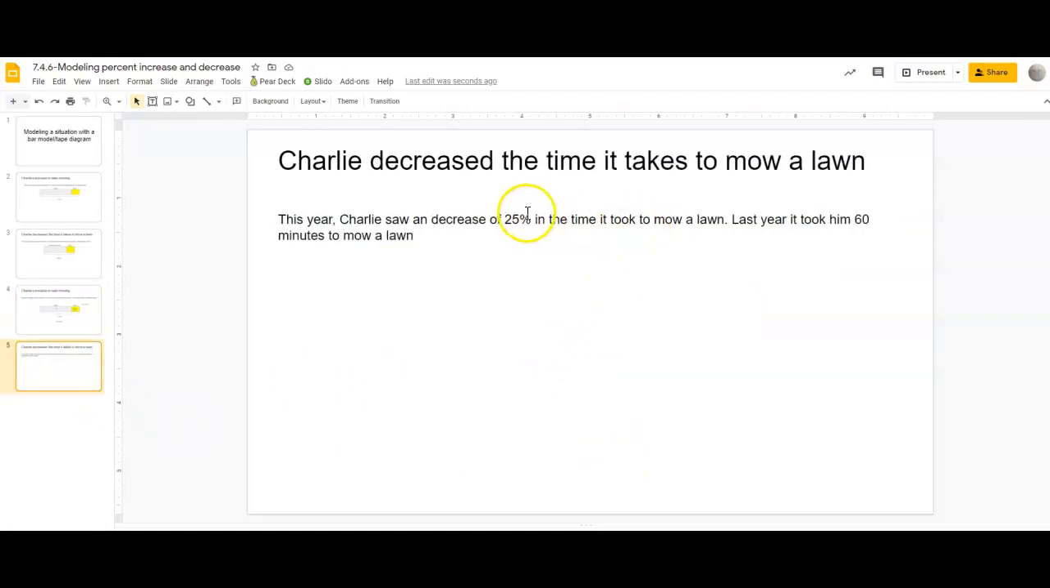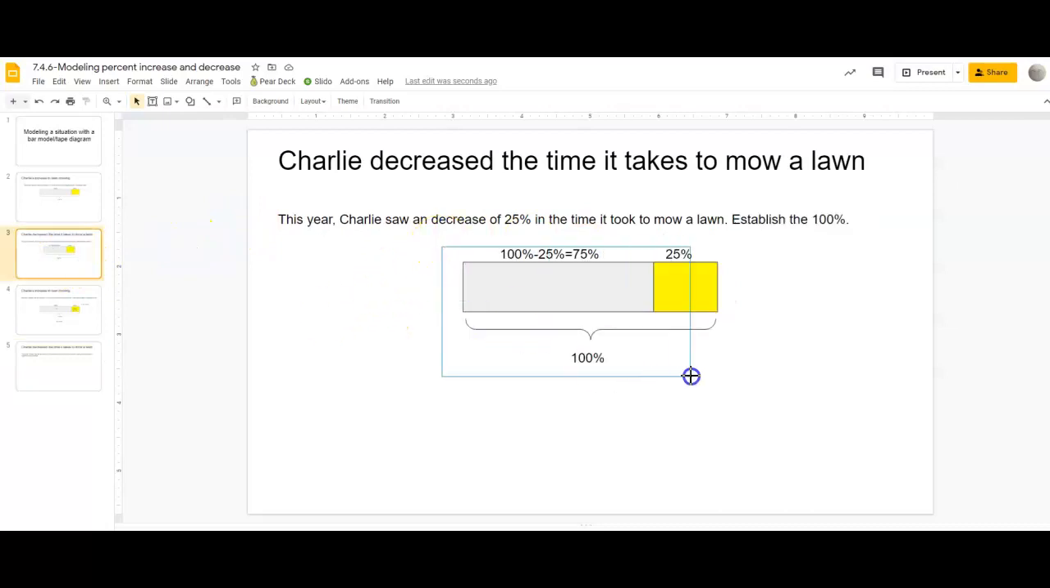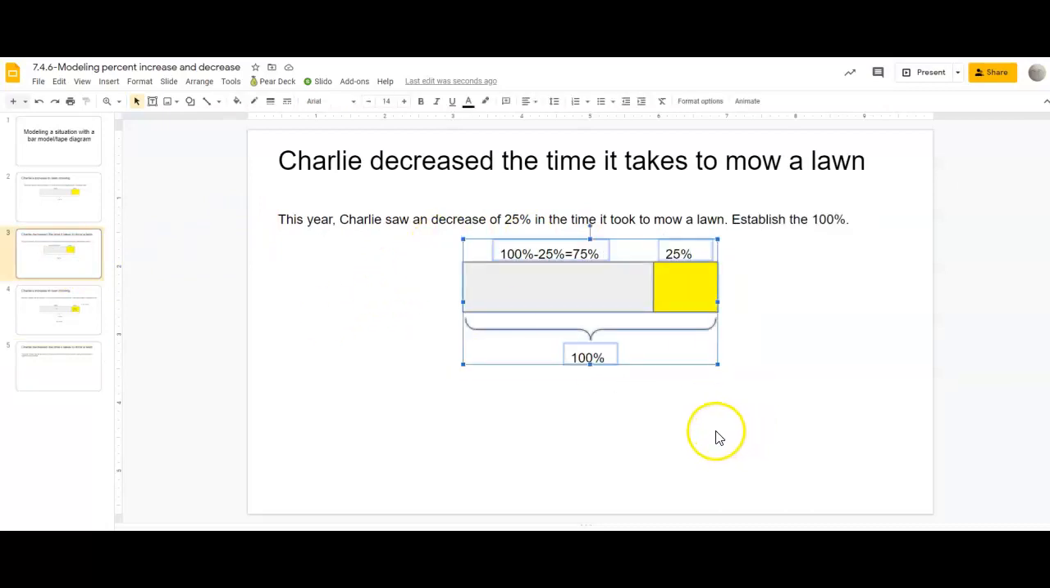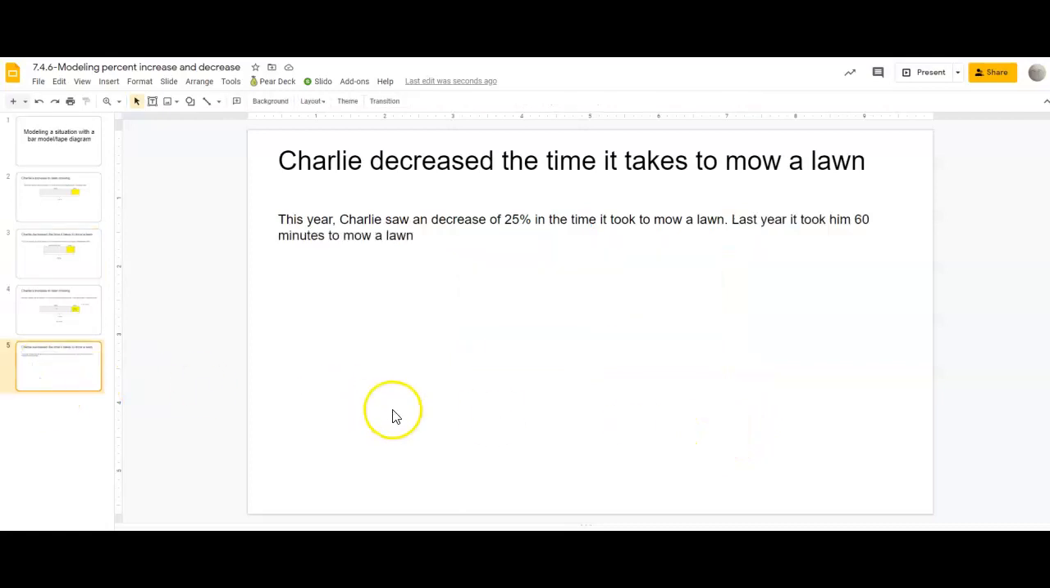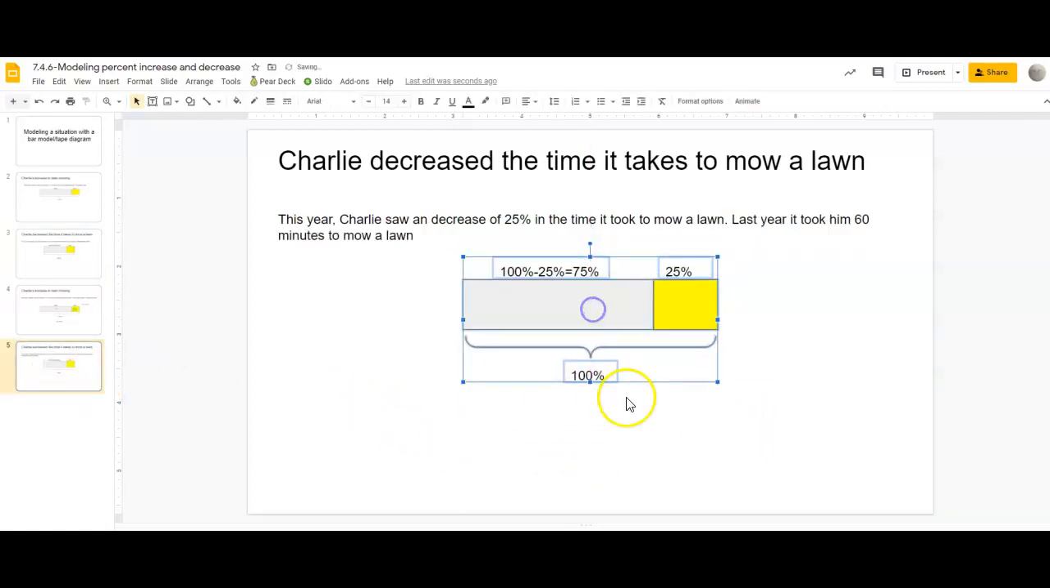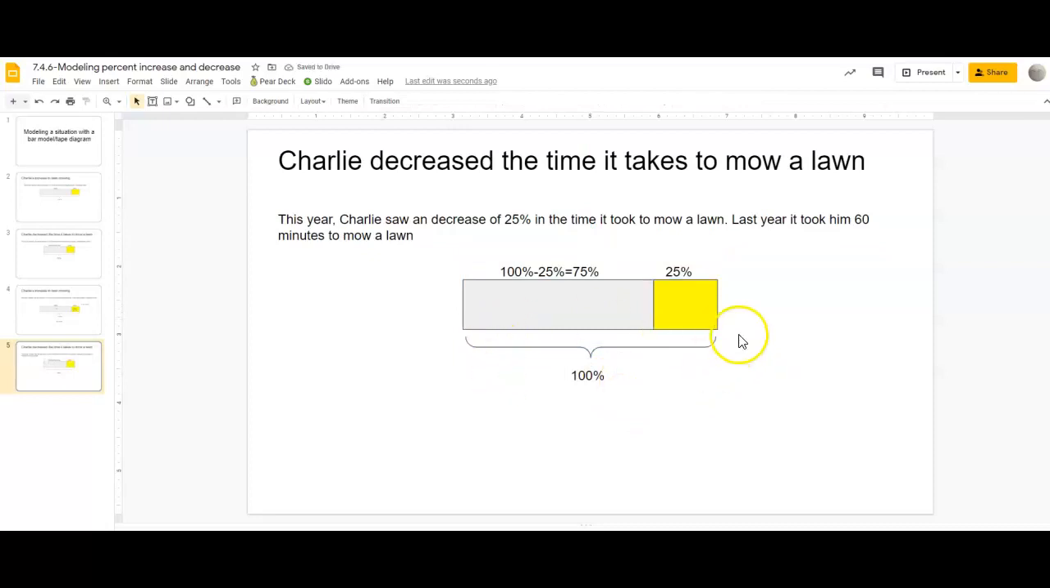The next question is a decrease of 25%. So it's the same situation. So we're going to come back here. I'm going to grab this information. That model is still the same. It still represents what we're doing. So I still have 25%. I still have 100% total. This represents my 75%. So this year, Charlie saw a decrease of 25% in the time that it took. So last year, it took him 60 minutes to mow a lawn.